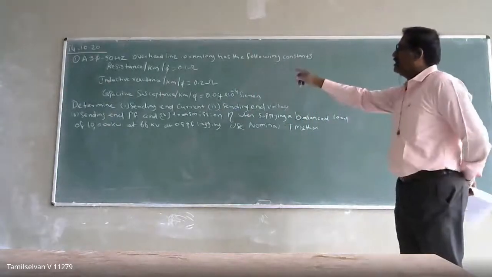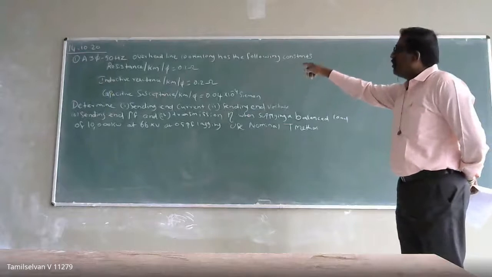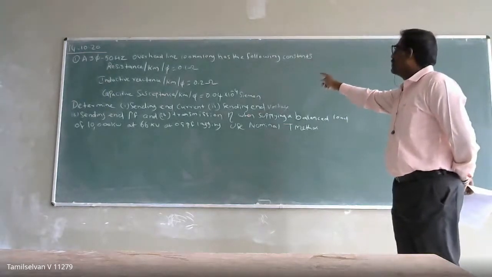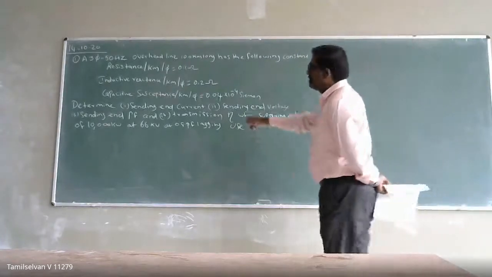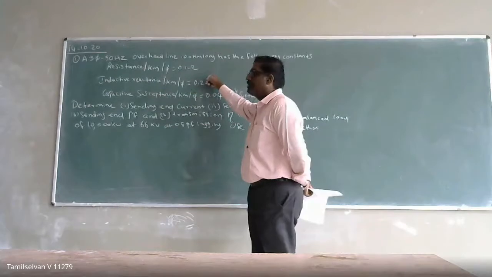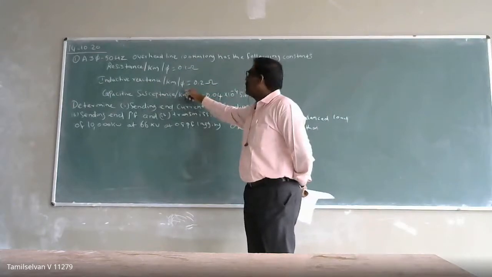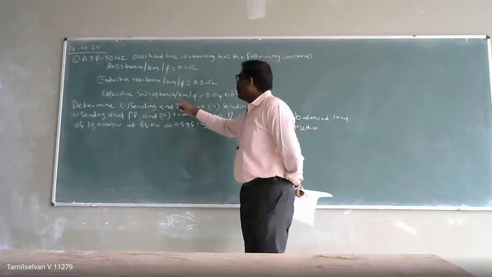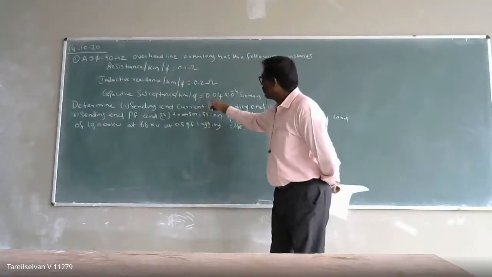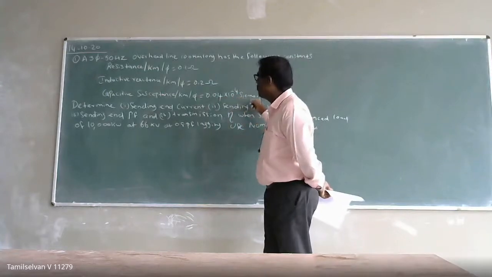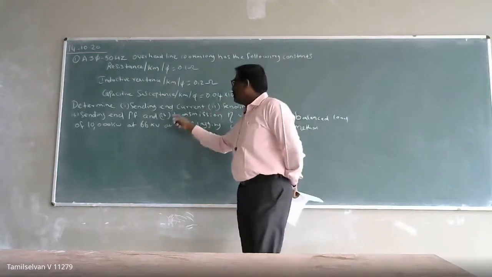We have a 3-phase 50 Hz overhead transmission line, 100 km long, with the following constants. The resistance per kilometer per phase is equal to 0.1 ohm. Inductive reactance per kilometer per phase is equal to 0.2 ohm. Capacitive susceptance per kilometer per phase is equal to 0.04 into 10⁻⁴ Siemens. Okay. Determine the sending end current.